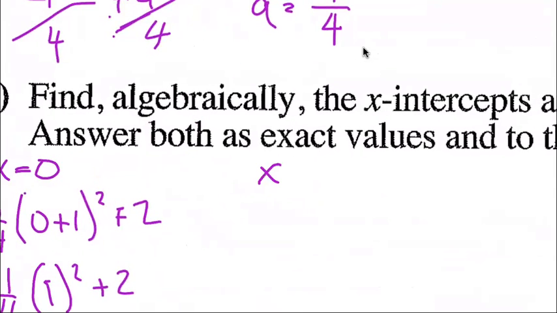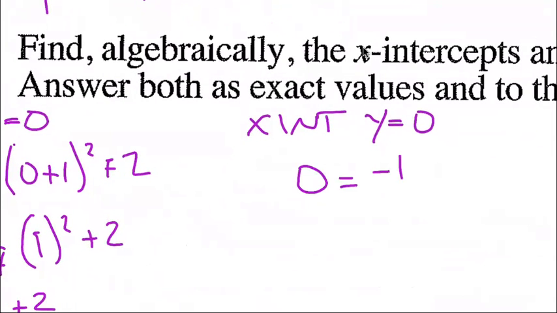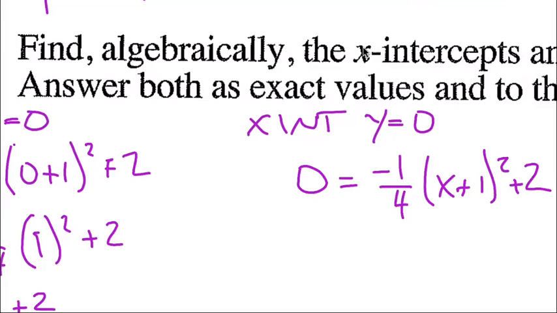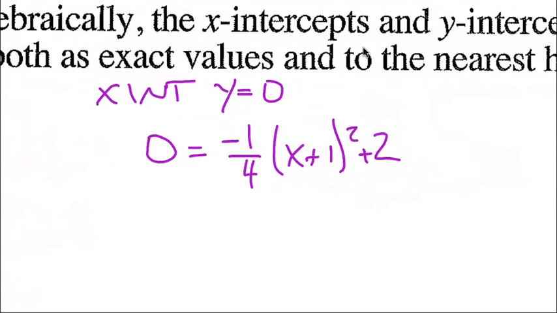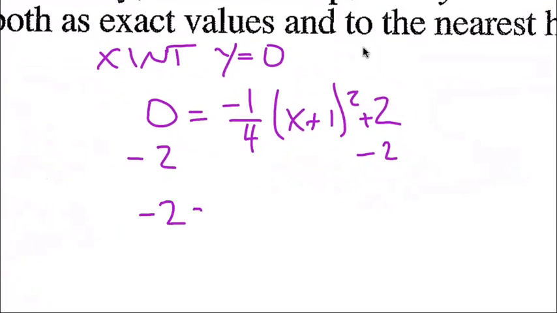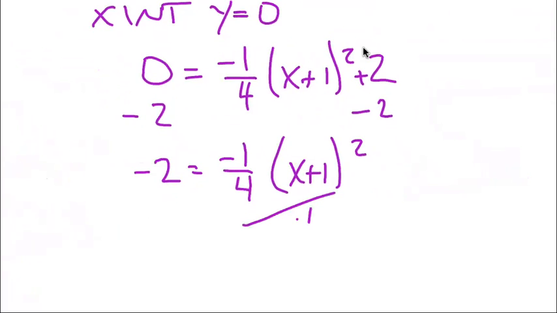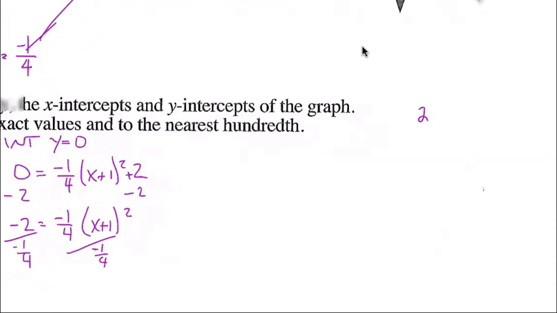And then we do our x-intercepts. So for our x-intercepts, we make y equal to 0. We take our equation, y equals negative 1 over 4, bracket x plus 1 squared plus 2. And now we solve for x. So we made y equal to 0, and now we're solving for x. I'm going to subtract 2 from both sides. That gives me negative 2 is equal to negative 1 over 4, x plus 1 squared. I'm going to divide by negative 1 over 4 on both sides. So we are dividing negative 2 by negative 1 over 4.